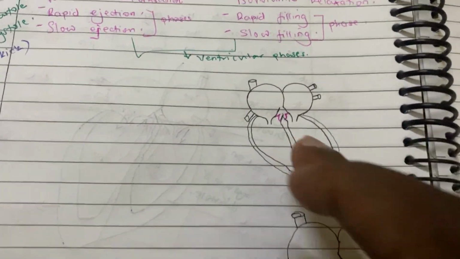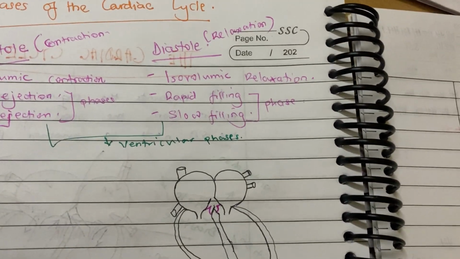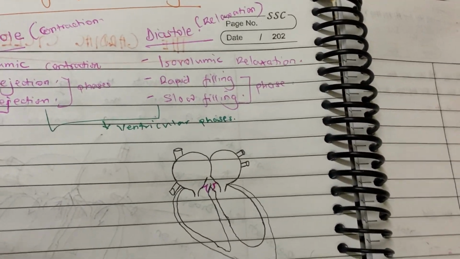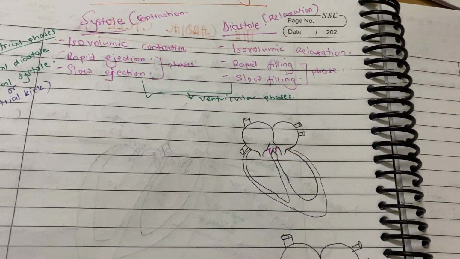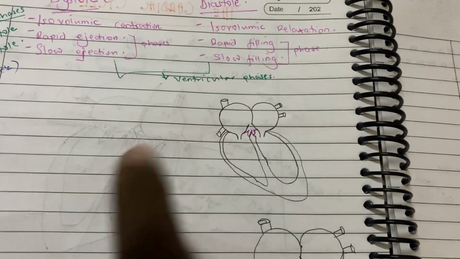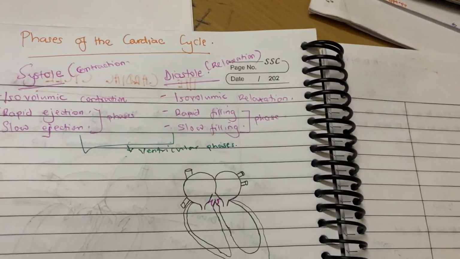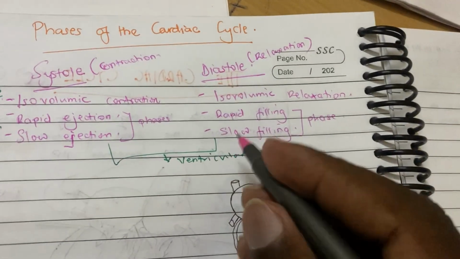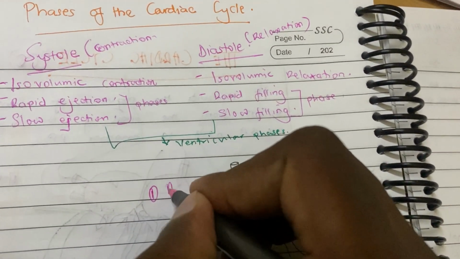Again, this is the same as what I drew before. So we are starting with phase 1. You can start from any phase as long as you cycle and come back to that phase. So me, I'm choosing to start with phase 1, atrial kick.